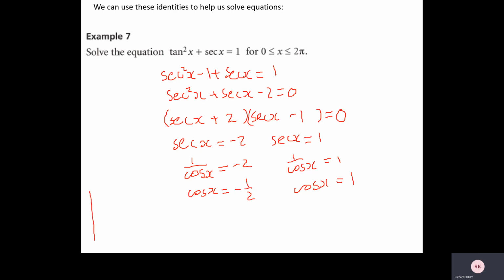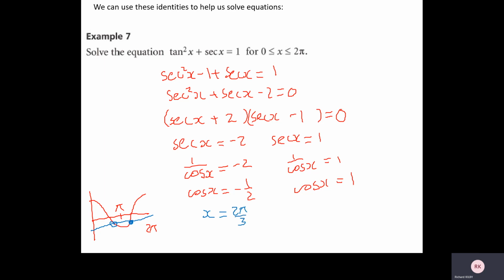If we draw ourselves a little cos graph here between 0 and 2 pi, that is not a very good diagram. Hopefully you can draw better when you're not doing it on one of these funny stylus things that I've got. And for the first one, we're doing cos x is minus a half. So we're going to get this solution here and this solution here. If you do the inverse cos of minus a half, what do you get out? Sorry, 2 over 3 pi. So that's that first one there.